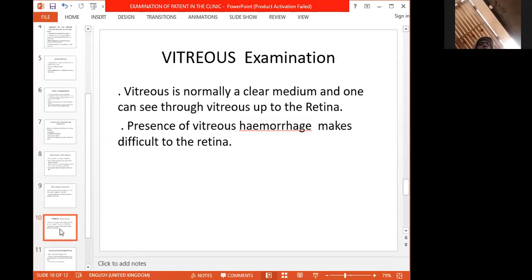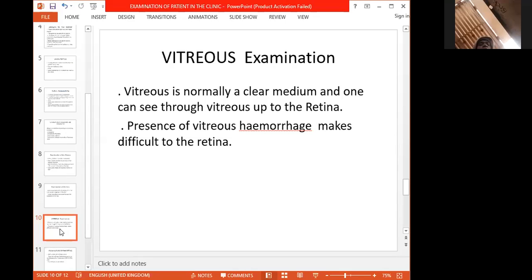Vitreous examination. Vitreous is a clear medium in the posterior chamber of the eye. It is normally clear, and one can see through the vitreous up to the retina. Presence of hemorrhage or any other particles within the vitreous is not normal. Vitreous is a clear gel.